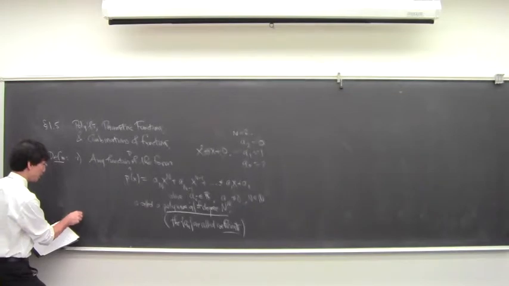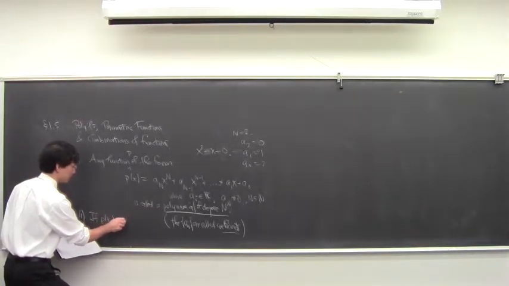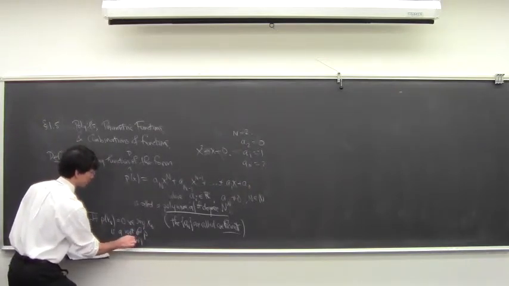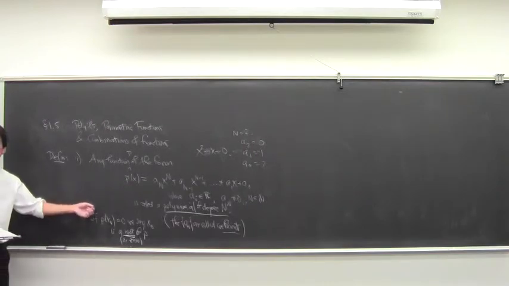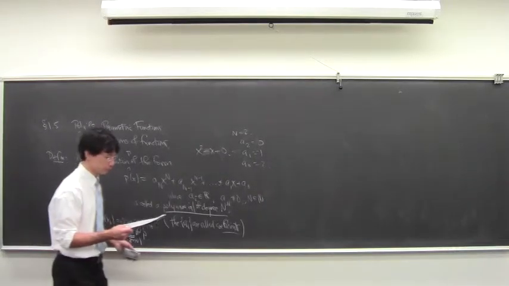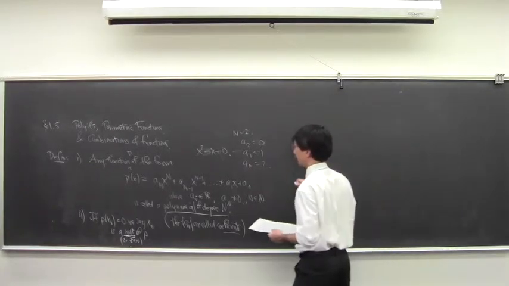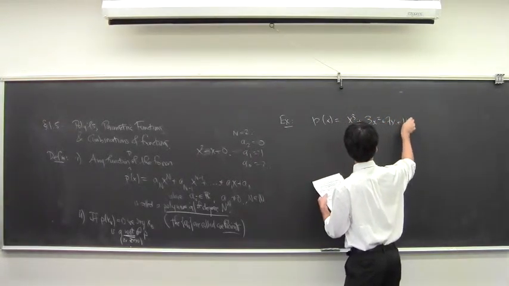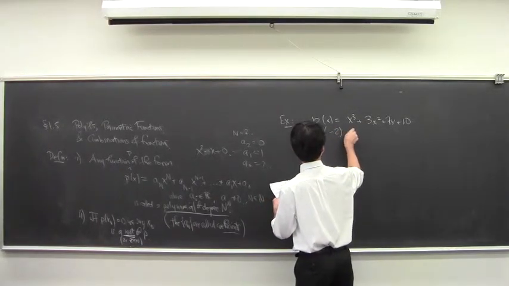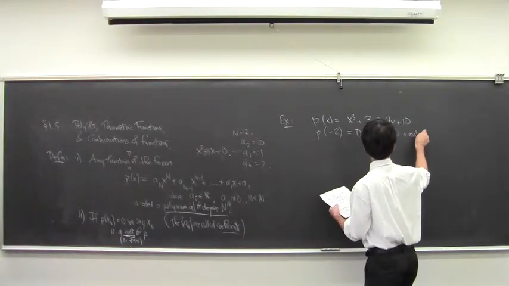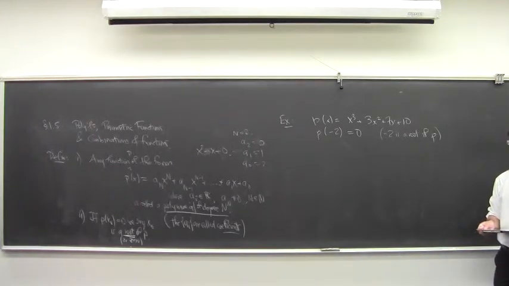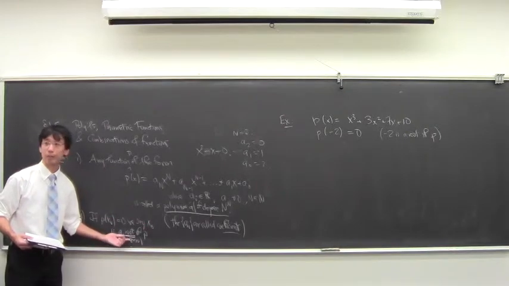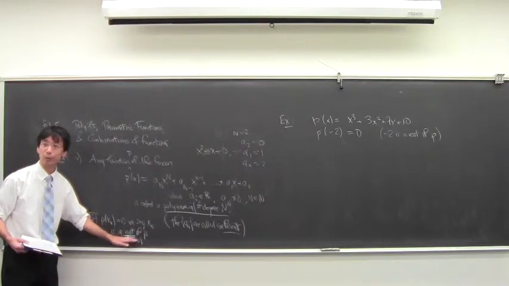Number 2, if p of x naught is 0, we say x naught is a root of p, a root or zero of p. The roots of a polynomial are where the polynomial becomes 0. For example, if my p is x cubed plus 3x squared plus 7x plus 10, p of -2 is actually 0. So -2 is a root.